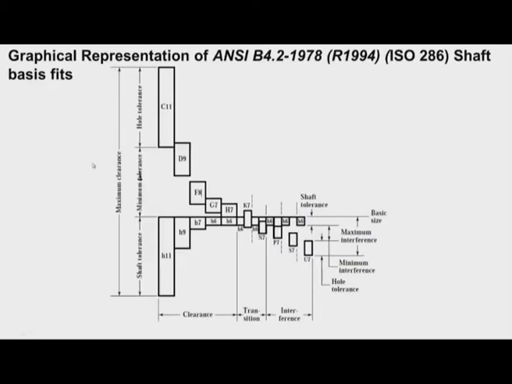Now this is the graphical representation of the shaft basis system as per ANSI B4.2. Now you can see here the shafts are basic shafts, that means the deviation in this case is 0, that means the upper size of the shaft is coinciding with the basic size, hence the deviation is 0.